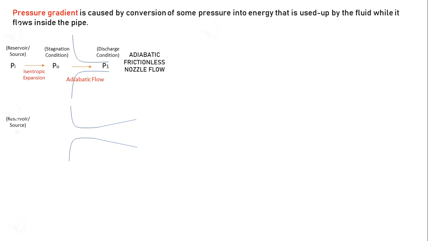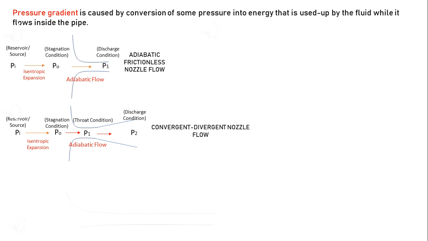From reservoir, gas undergoes isentropic expansion to stagnation condition. Then it flows adiabatically to P1, called the throat. It flows again adiabatically to P2, the discharge condition. As you notice, the path of flow diverges as the gas exits, so this is called the convergent-divergent nozzle.